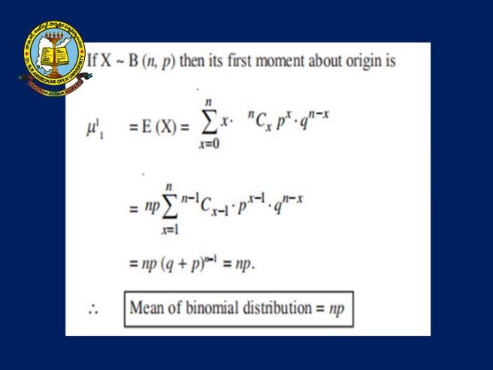After simplifying this summation, we will get n plus np of (p plus q) whole to the power of n minus 1. But we know that p plus q is equal to 1, therefore 1 to the power n is equal to 1. So, np into 1 is equal to np. Therefore, the mean of the binomial distribution is np.